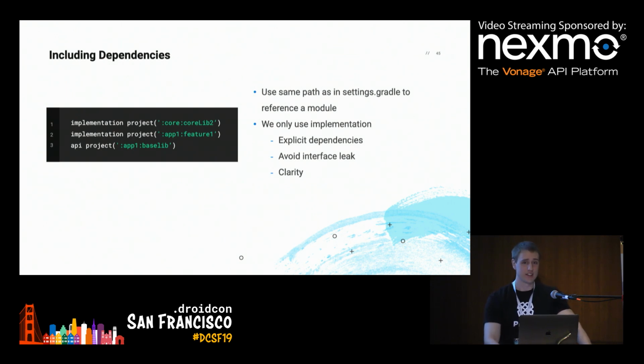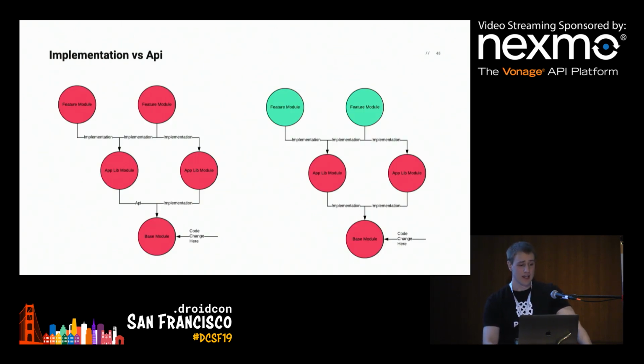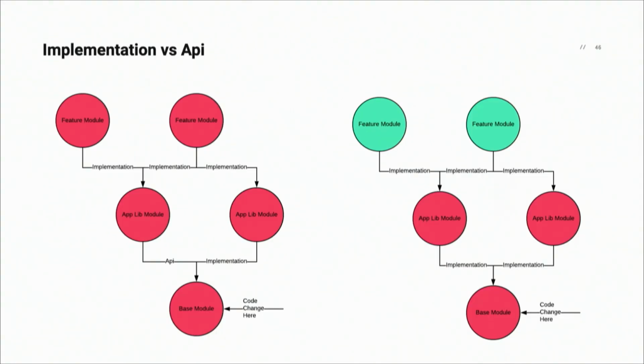Why leaking interfaces is not a good thing is if we have this situation where we're using API versus implementation. On the left side, you'll notice that we've got API on the base module for this app module. If we make a change in the base module and want to recompile the app module at the top, or one of the feature modules, we have to recompile everything, because we're exposing the interface of the base module via this app lib module.